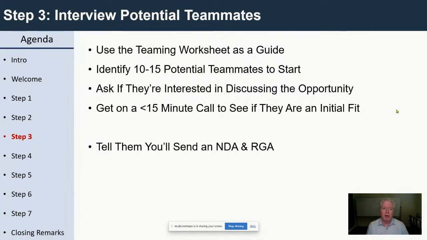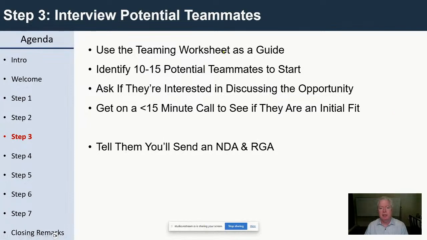So step 3, right, is interview those potential teammates. I got an RGA done and I scored it myself for my company, so I know my strengths and weaknesses. Then I've completed a teaming worksheet, which tells me what I'm looking for in a teammate. Now, step 3 is I'm going to go out and try to interview potential teammates, even the ones I know and like. I want to go in and confirm that what I think about their company hits the mark. Hey, I want to make sure that you guys can cover down on this, cover down on that.